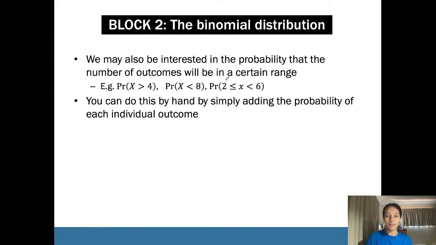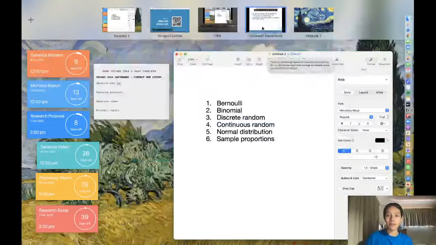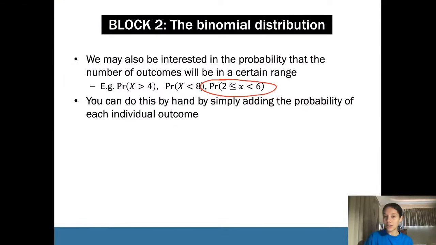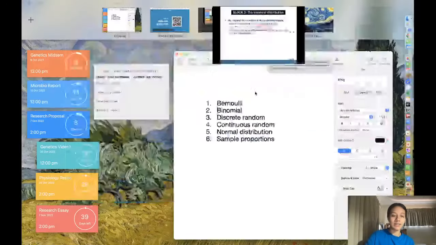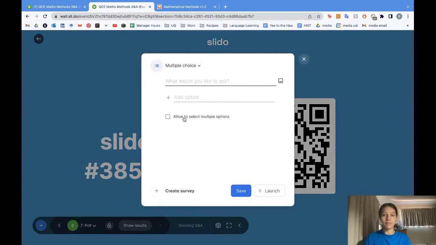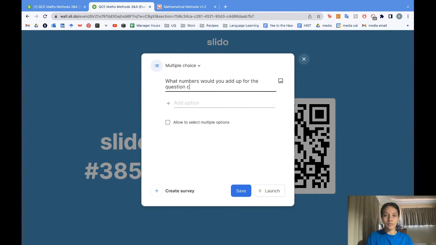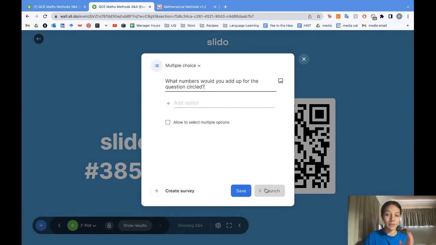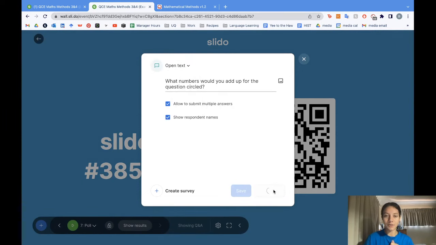And then, for example, this one, actually, I'm going to ask you guys, what numbers would you add up if it was greater than or equal to 2 and then less than 6? This is something that surprisingly can get quite tricky. What would you add up? What numbers, if that makes sense, would you add up for the question? So literally just list what probabilities would you add up. Open text, launch that for us.